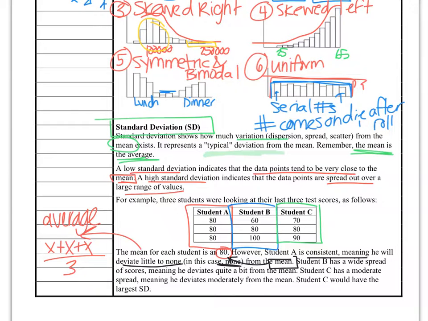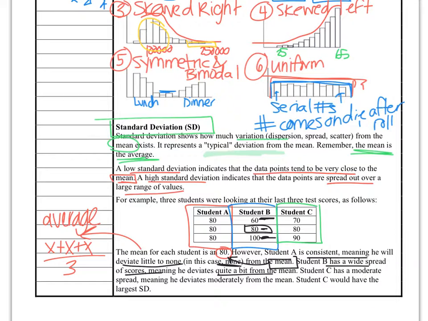Student B has a very wide spread of scores, meaning he deviates quite a bit from the mean. He goes from 60 to 80 to 100. The mean is 80. It happens to be that he got a score of 80 as well, but he is 20 from the mean right here and 20 from the mean right here.